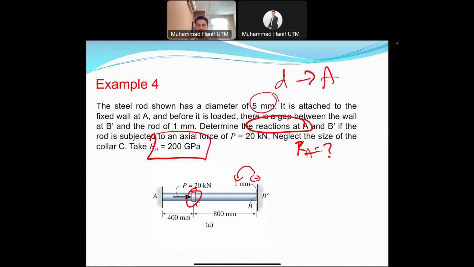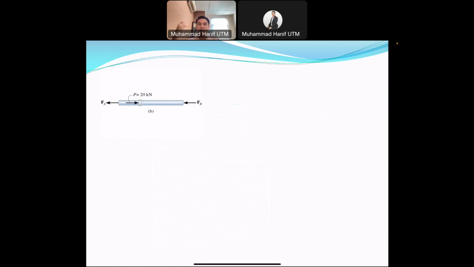So we have to generate equations. How to do it? Let me proceed to the next one. Of course you have to draw the overall FBD. Overall FBD, and then you determine the internal load. Let me redraw again. So the internal load is here.